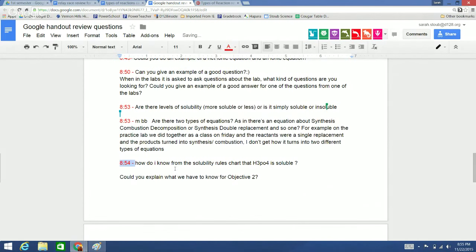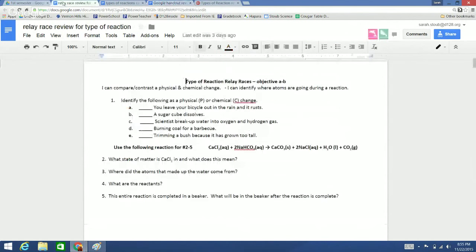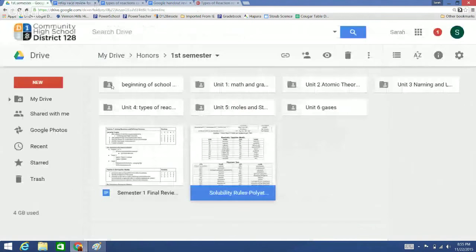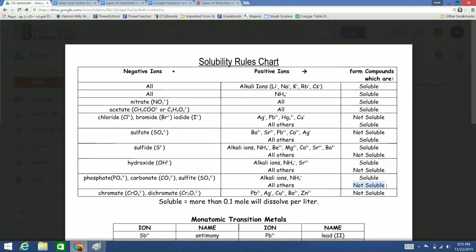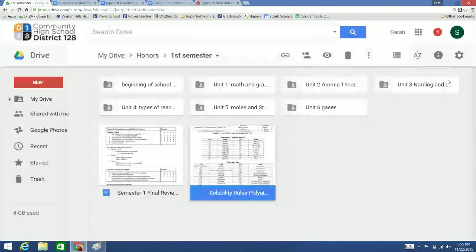All right, how do you know from the solubility rules chart that H3PO4 is soluble? That one's a tricky one because it's an acid, and we haven't covered acids yet. So if you look at phosphate being here, and he's hooked up to all others, you would assume it's a solid and not soluble. And if you wrote that on the test, I'd have to be 100% okay with it, because that's fine. But technically it's an acid, and acids dissolve in water. That's something you wouldn't know, so I wouldn't be putting that on the test. Sometimes it gets by me and I put it on a worksheet accidentally. I apologize for that.